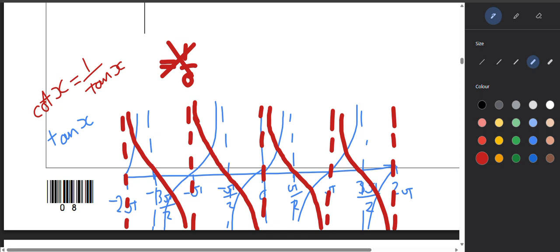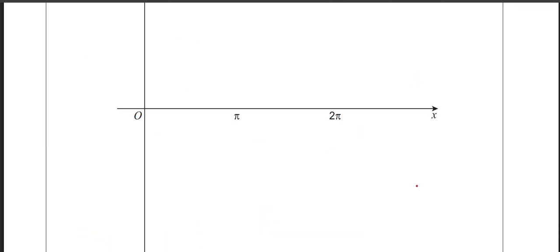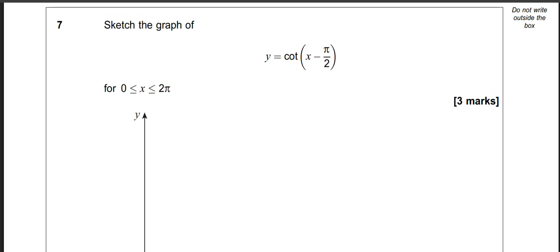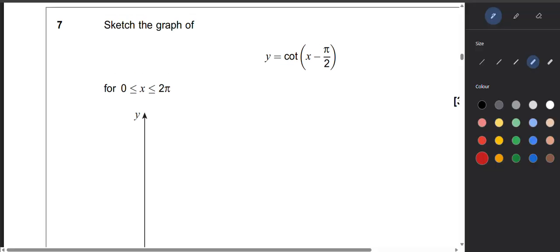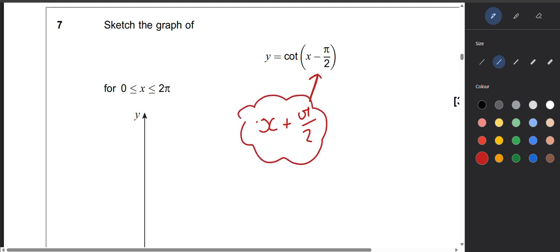So now I need to think about what is happening with that graph transformation. So the graph we want is cot of x minus pi over 2. So let's think about what that's going to do to my graph. Well, it's a translation, isn't it? We're basically going to take all our x coordinates and add pi over 2. So then we shift the graph to the right, if I've got my left and right correct. That's what we're going to do to our graph.